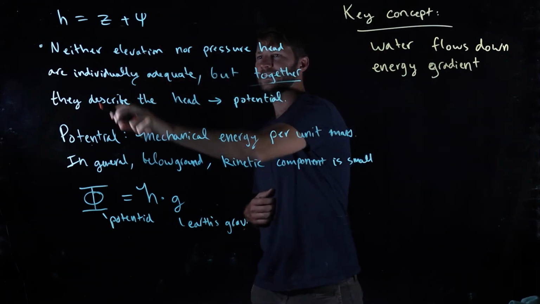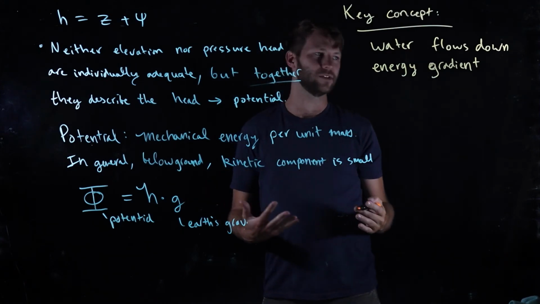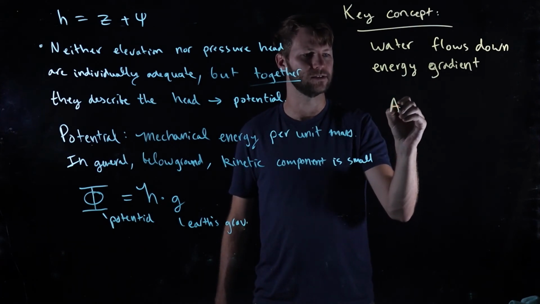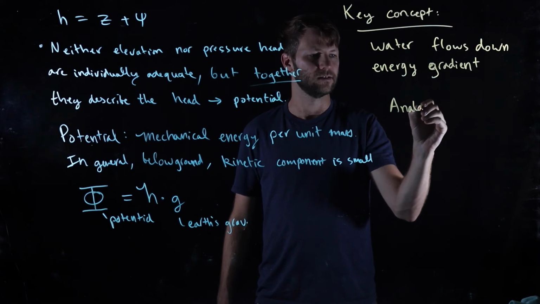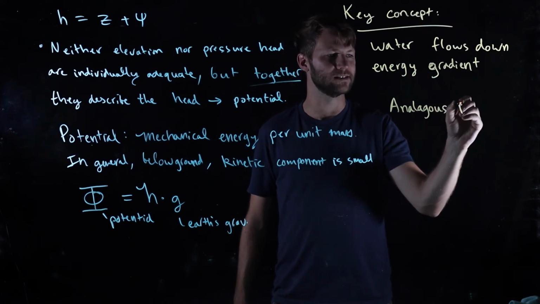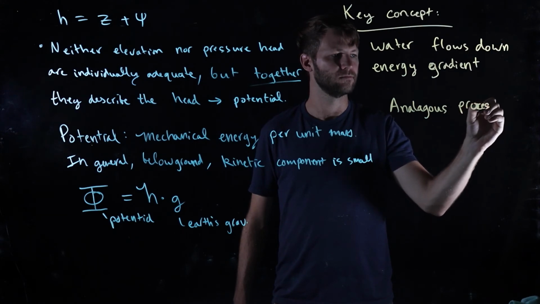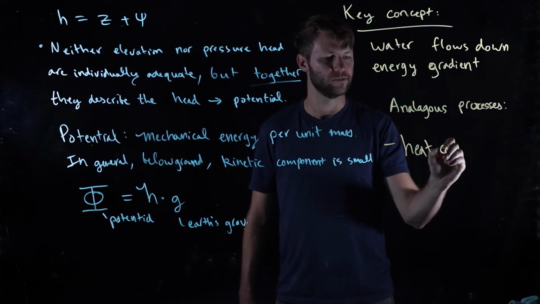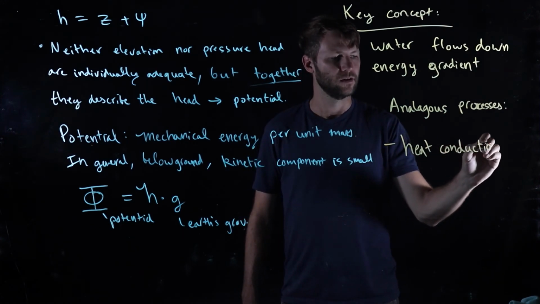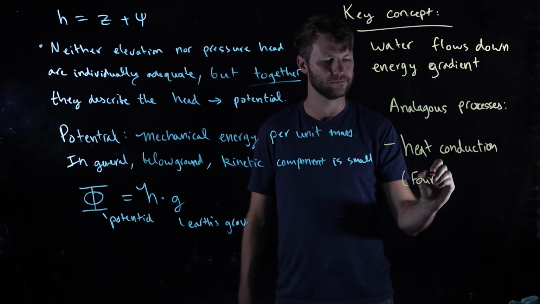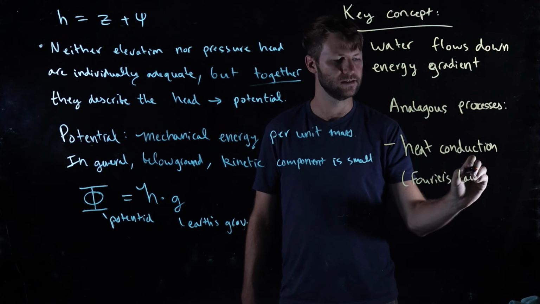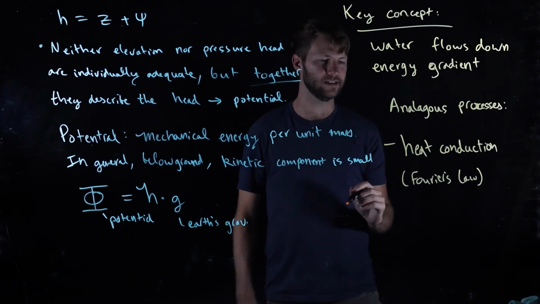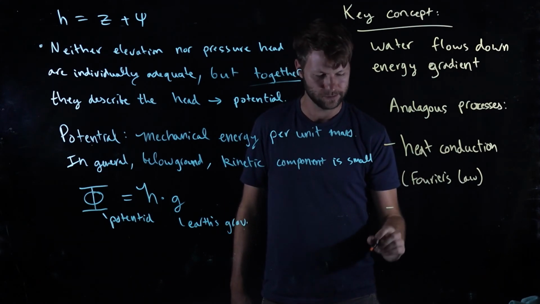And this concept in hydrology, Darcy's law that says water's flowing down energy gradients, actually has a lot of analogies in other fields of physics and chemistry. So analogous processes, we know heat conduction, for example. According to Fourier's law, heat flows down a gradient in temperature. It flows from something that's hot to something that's cold. Down temperature gradients.